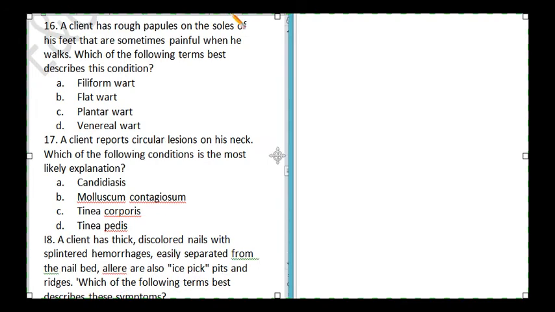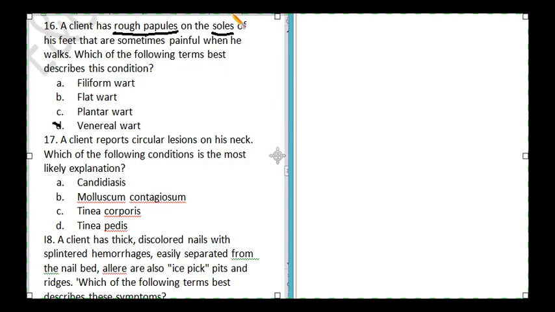Next, number 16. A client has rough papules on the soles of his feet that are sometimes painful when he walks. Which of the following term best describe this condition? A. Filiform wart, B. Flat wart, C. Plantar wart, or D. Venereal wart? As you can see, all options are warts. So we just have to find out which type of wart is commonly seen on the soles and considered to be rough papule. So let's eliminate some wrong options.